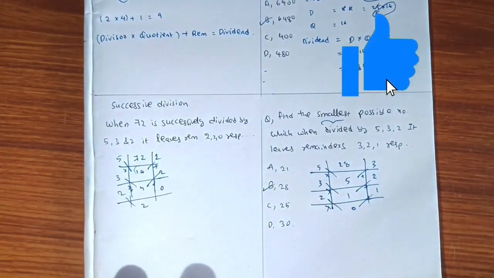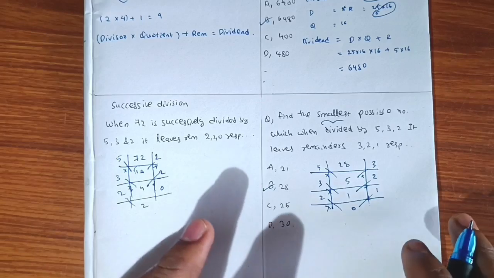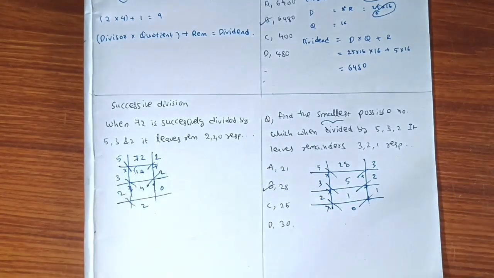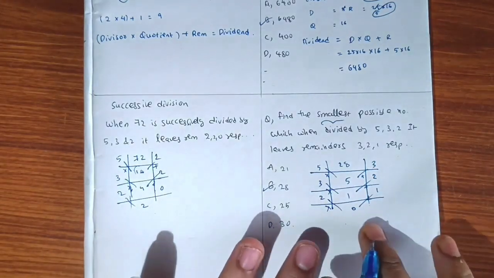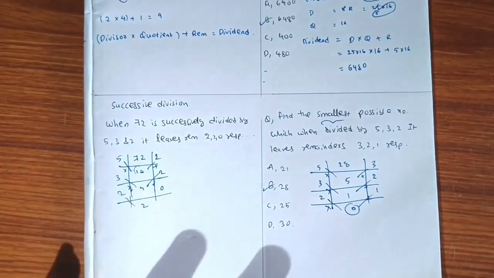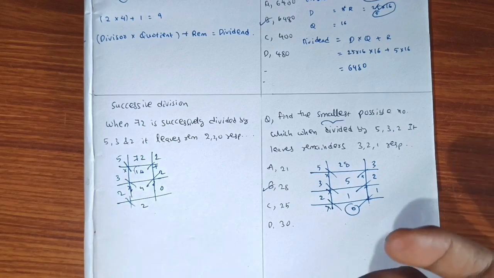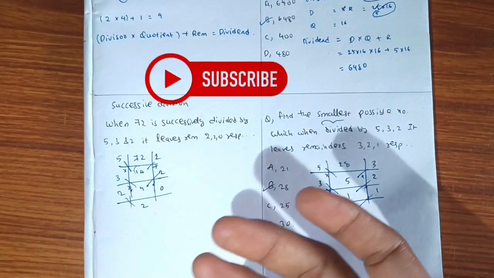So if the question is on successive division, and we need to find the smallest possible number when dividing by those numbers and leaving the remainders, then you need to take the value as 0. Sometimes this type of question may also get repeated, so I have taken a few of them and am showing them to you.